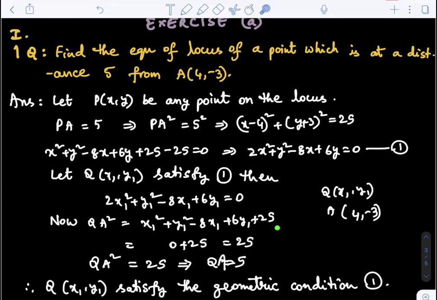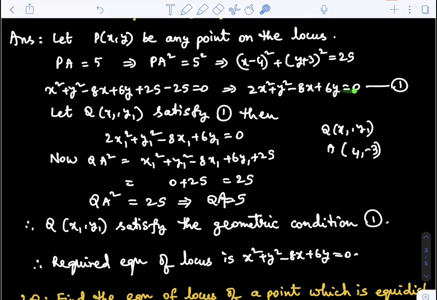And now, this part is equated to 0. So 0 plus 25 is 25. QA square is 25 means QA is 5. That is the same distance, the geometrical condition. So this point Q satisfies the geometric condition here, PA is equal to 5. So this is satisfied. The required equation of locus is this equation 1.